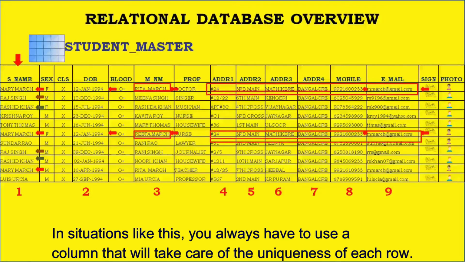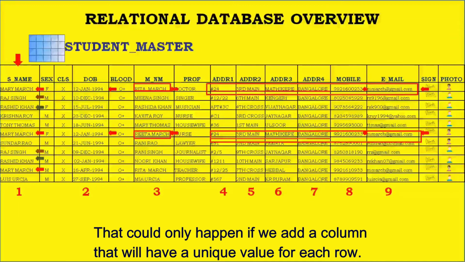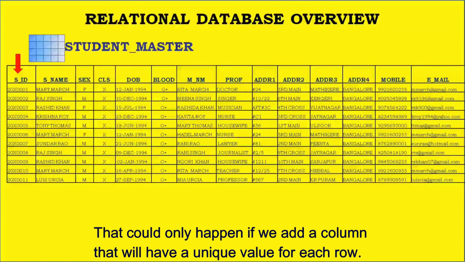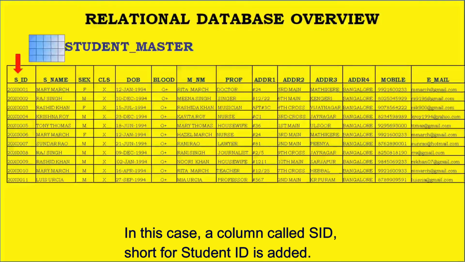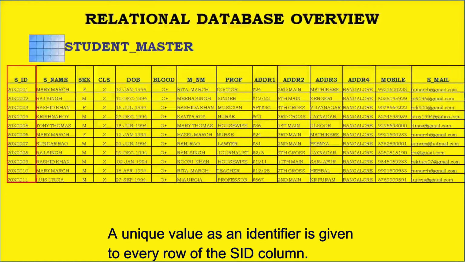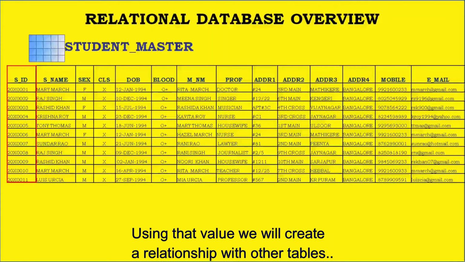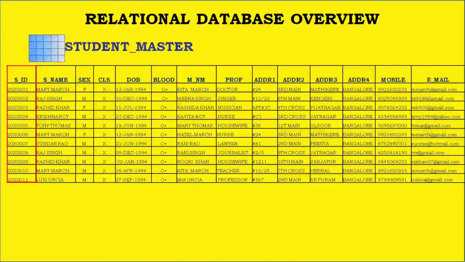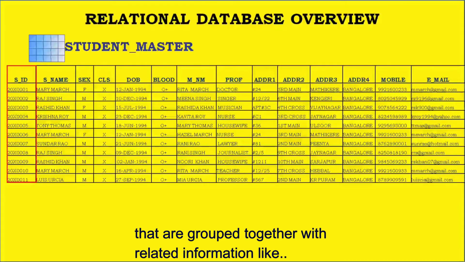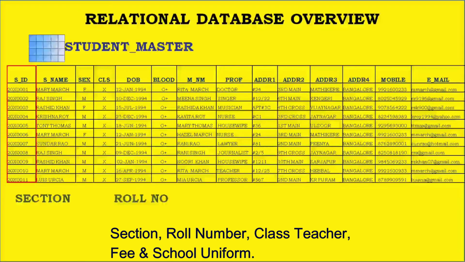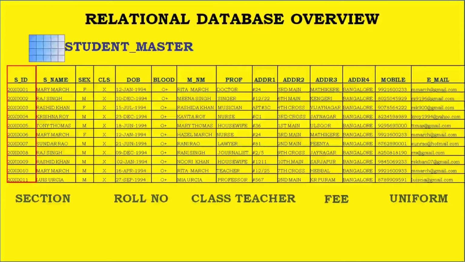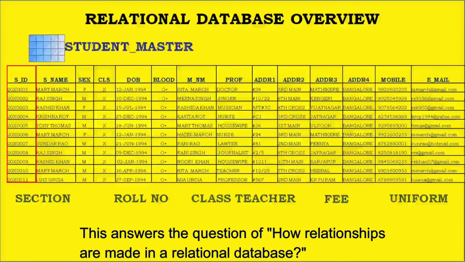In situations like this, we always have to use a column that will take care of the uniqueness of each row. That could only happen if we add a column that would have a unique value for each row. In this case, a column called SID, short for student ID, is added. A unique value as an identifier is given to every row of the SID column. Using that value, we will create a relationship with other tables that are grouped together with related information like section, roll number, class teacher, fee, and school uniform. This answers the question of how relationships are made in a relational database.